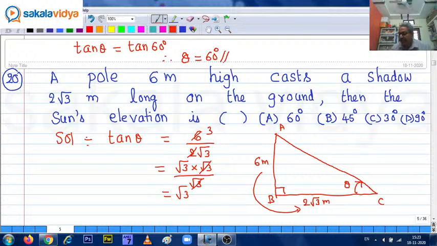You check your options. Saket, yes, Sony, Viresh, very good. Option A is the right option.